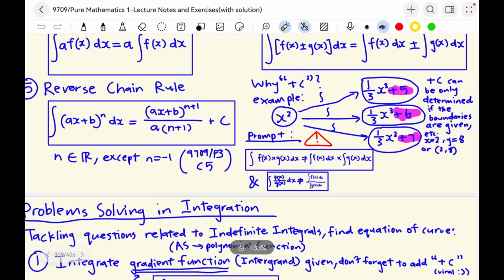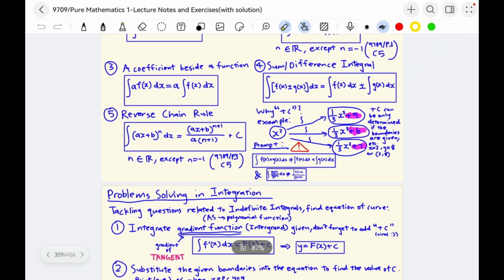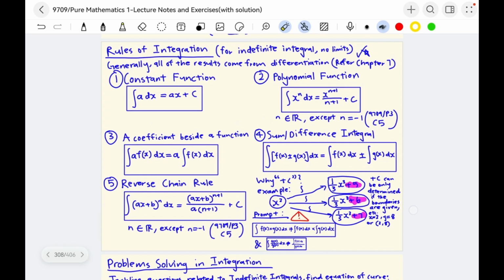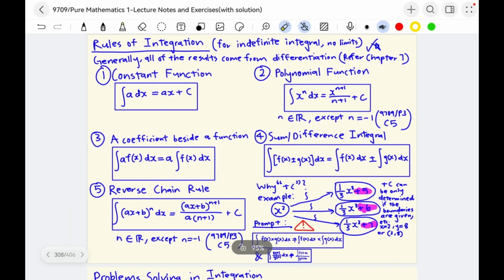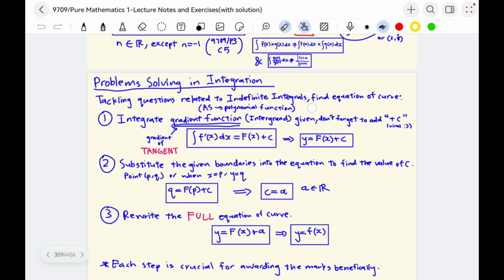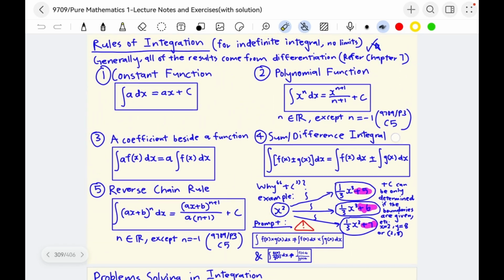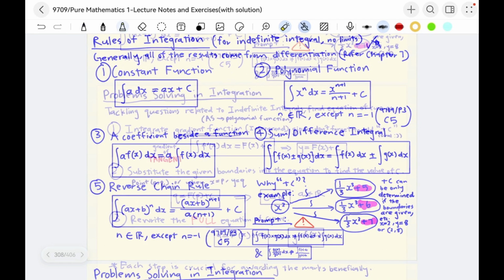These are the common mistakes that some students make. Anyway, in summary, you have to learn 5 of these rules of integration in the AS syllabus. All right, let's proceed to the next segment, shall we?